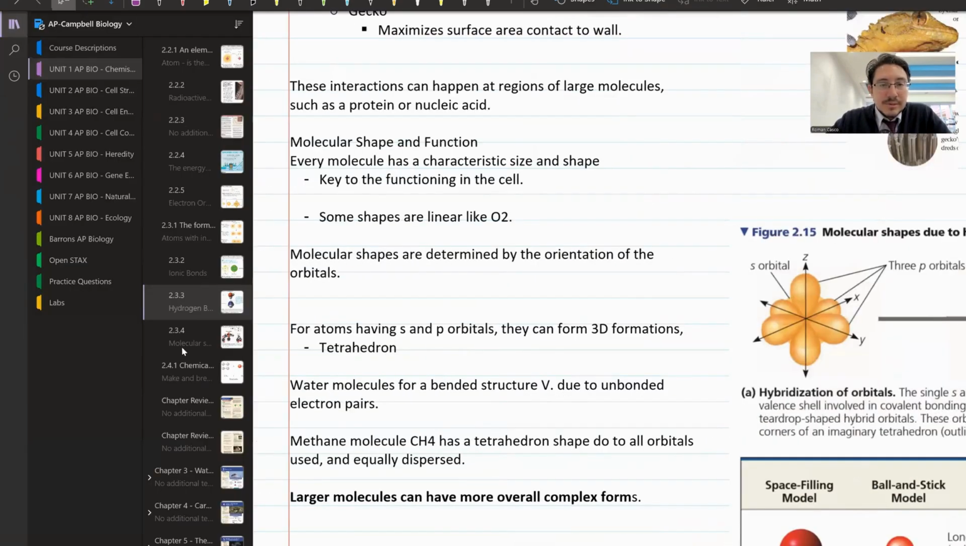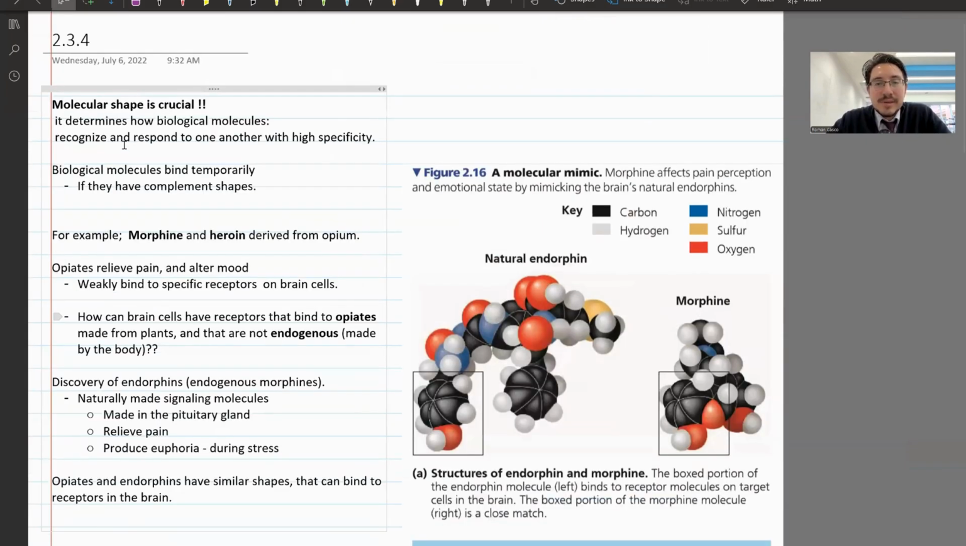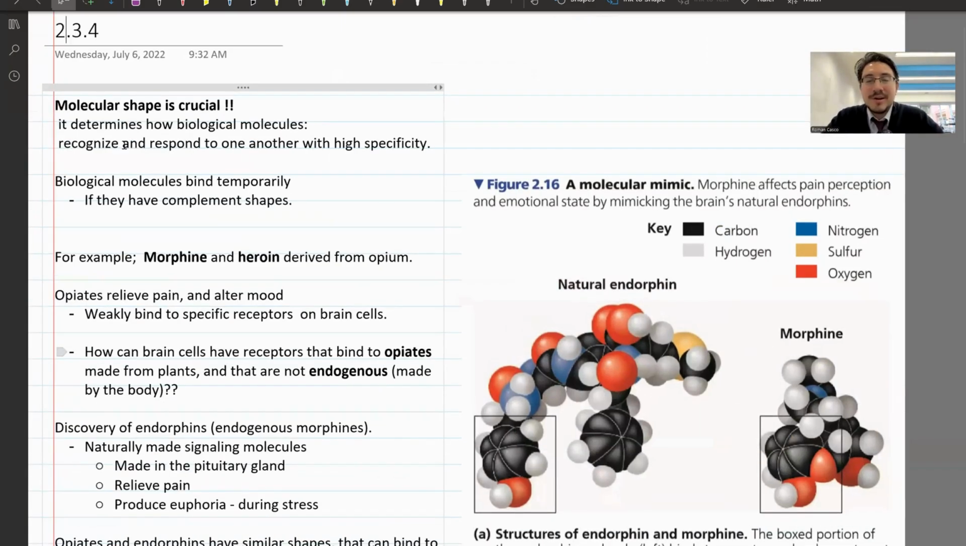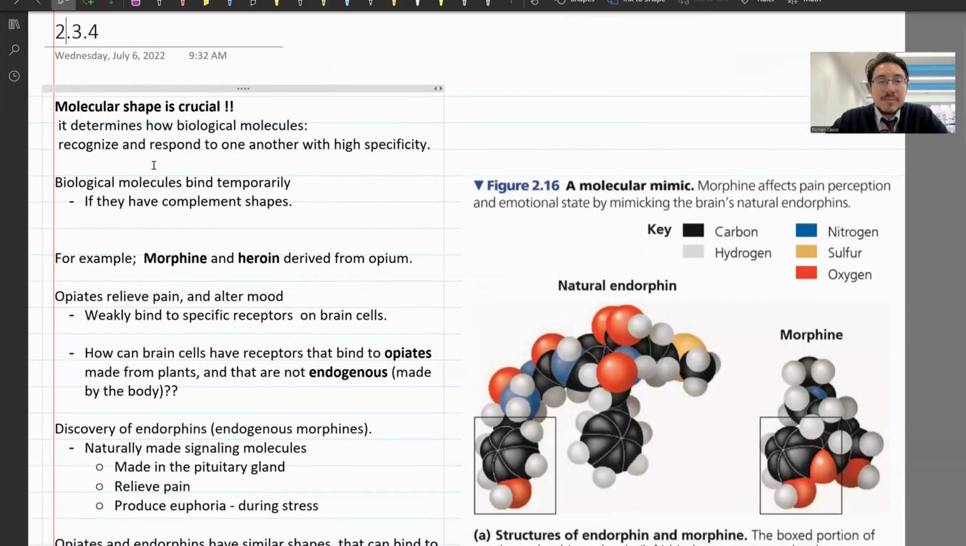Let me just go to this particular part here. So molecular shape is crucial. This is a very, very interesting part in biochemistry. Molecular shape, as I mentioned before, is critical. It determines how a biological molecule works. We're going to see a little bit later that how a molecule is built lets it recognize and respond to some other molecule with incredible precision and create a chemical reaction, create an effect in the cell.